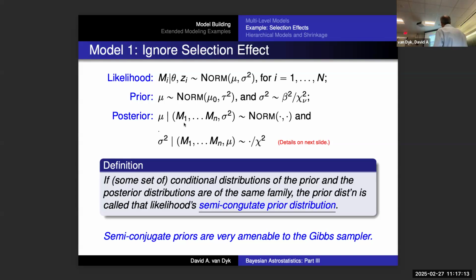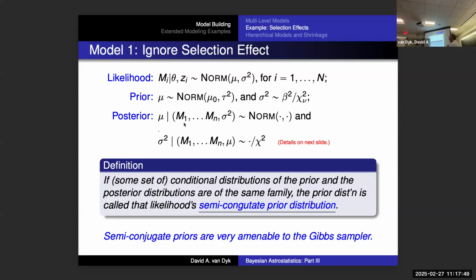But if we have a normal distribution for mu and an inverse chi-square distribution, so there's a chi-square in the denominator here, for sigma squared, the posterior distribution will have the same form, at least conditionally. So mu given sigma squared is also normal, and sigma squared given mu is also this inverse chi-square. Okay, so they're conjugate conditionally. That's called semi or partially conjugate.